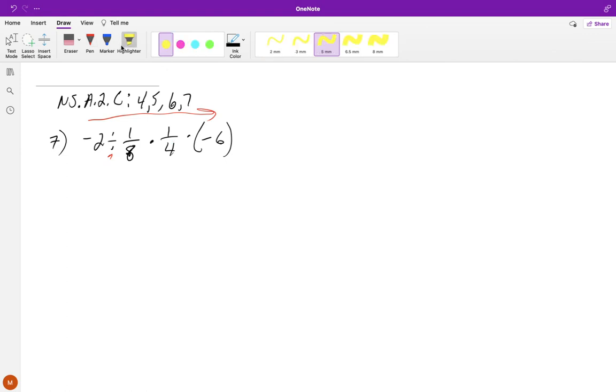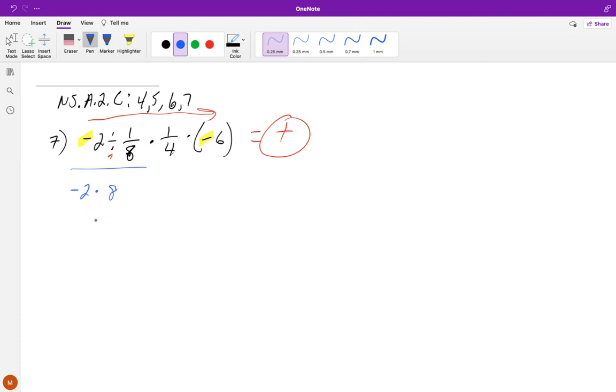First thing I'm going to do is look, okay, I have 2 negatives, and when it's an even number of negatives, I know it's going to give me a positive as my answer, so I know my answer is going to be a positive number here. I'm just going to put it off to the side to remind myself. So now we're going to go -2 divided by 1/8. Remember, we multiply by its reciprocal, so that becomes -2 times 8, which is then going to give me a -16.